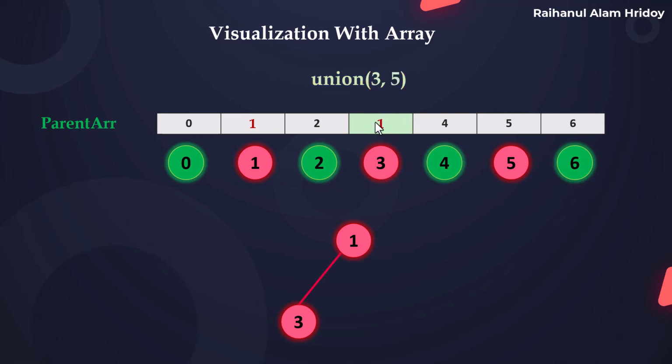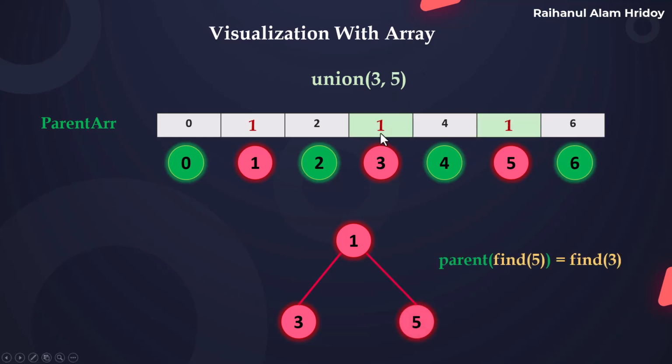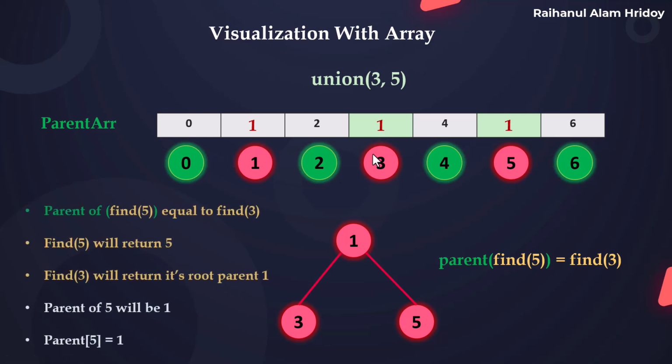Now we want to union 3 and 5. We update the parent of 5 to the parent of 3. Here we can see that parent of 5 will be 5. Parent of 3 will return its root parent 1. We can see it from the array. Now parent of 5 will be 1. So we update the parent array where parent of 5, in this case the element at index 5, becomes 1. You can see from here.